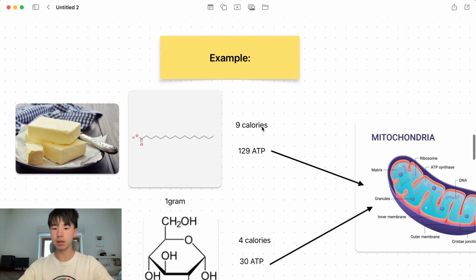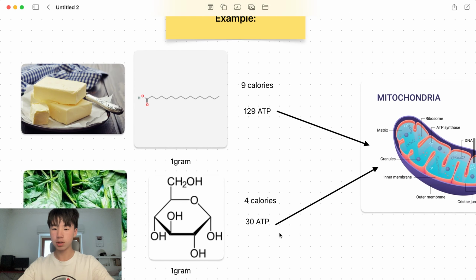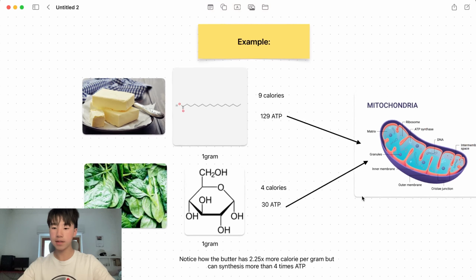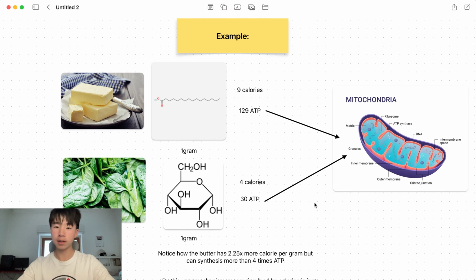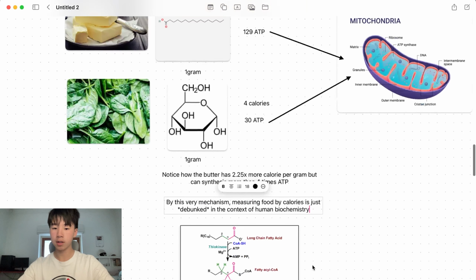One gram of palmitic acid produces 9 calories and 209 ATP. Meanwhile, a gram of glucose creates 4 calories and 30 ATP. Notice how the butter has 2.25 times more calories per gram, but it can synthesize 4 times the ATP? So by this definition, you get more out of the same calorie from fat than glucose, and this mechanism just debunks calories.